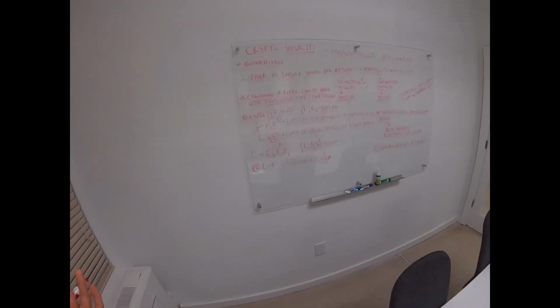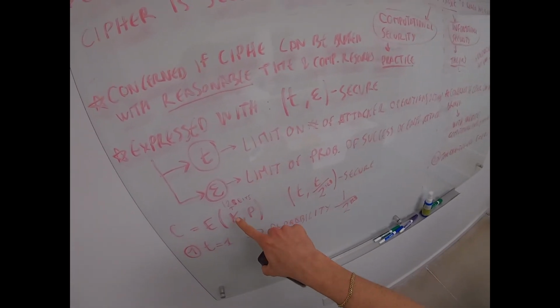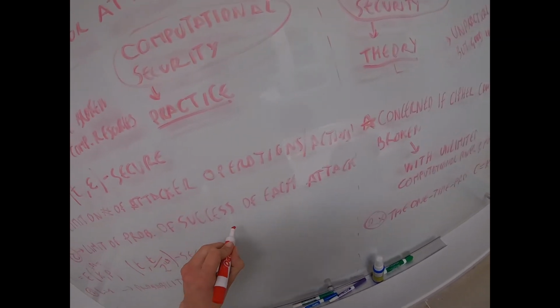So the probability makes sense. You have 1 chance out of this many keys, because we have a total number of keys.